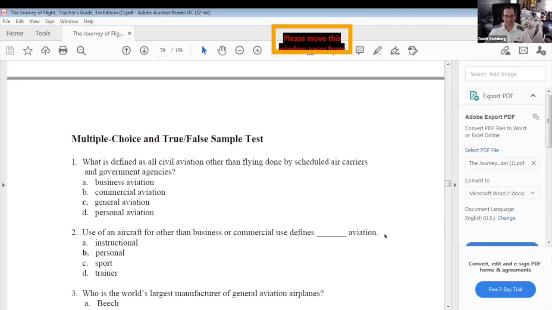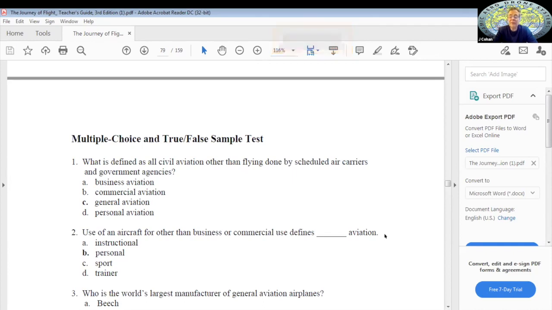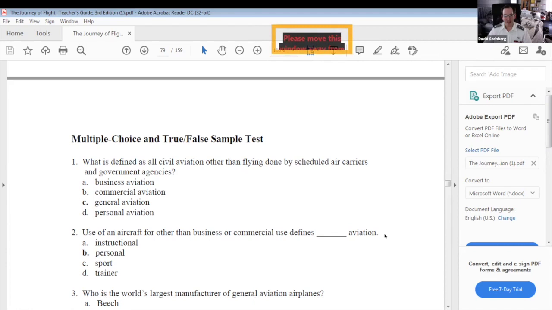Okay, that's good. So I know Cessna, I know Beach, I know Piper. Cessna is the world's largest manufacturer of general aviation aircraft. Cessna is being used for training. I'm going to stick with Cessna right now, just for a moment. I haven't answered the question yet. Is that your final answer?